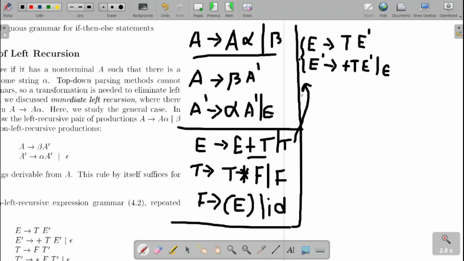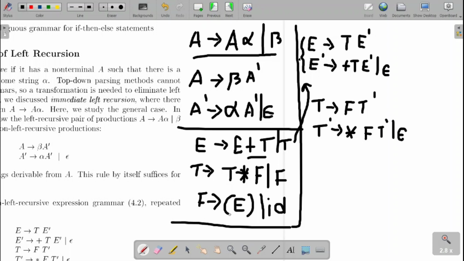So how to handle this one? In place of A, now I have the T. T derives, in place of alpha I have star F, and in place of beta I have the F. It is beta A dash, so beta means F. T derives F T dash. Then T dash derives alpha. What is our alpha now? Alpha is star F. So T dash derives star F T dash or the epsilon.